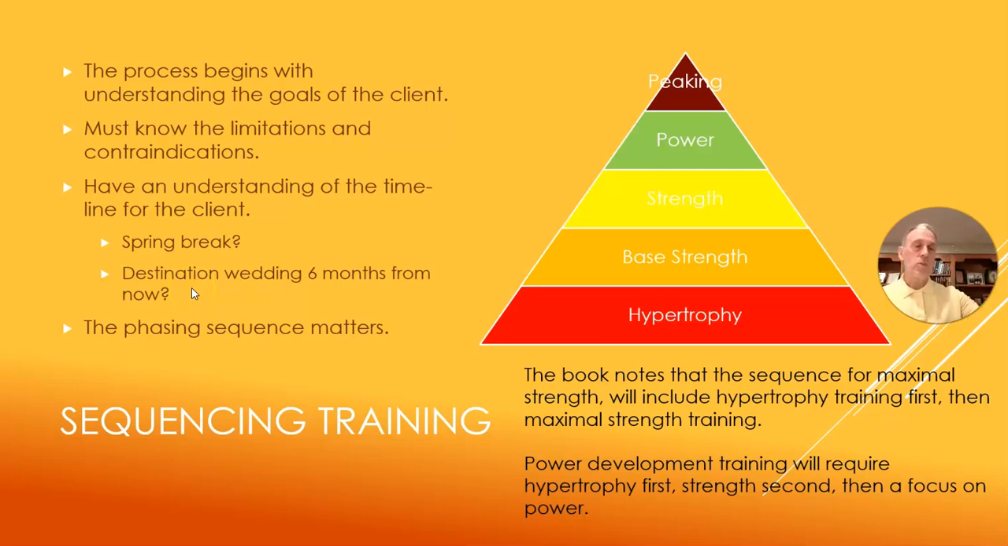So the question becomes, is it spring break? Is it a destination wedding 6 months from now? Is it something they want to do a year from now? That gives you the window of opportunity to do your programming. The phasing and sequence matters. And I just want to point out that this is in the book: the sequence for maximal strength includes hypertrophy training first, then maximal strength training. Power development will require hypertrophy, strength, then a focus on power. Notice that you need strength in place to be able to have power, and you have to have hypertrophy and strength to go into maximal strength. One begets the other, which begets the other, as I noted here on the pyramid.